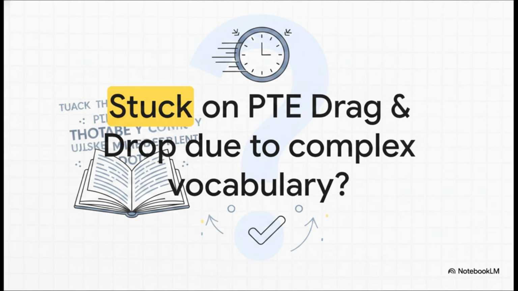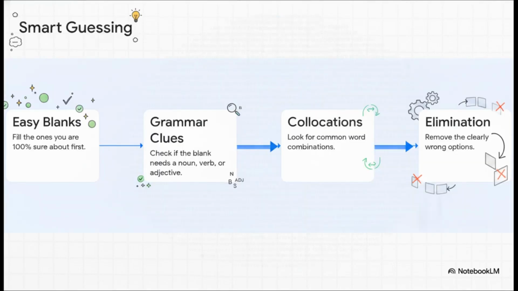Okay, let's dive into this. Based on some incredibly helpful advice shared on Reddit for PTE test takers, there's a proven 4-step smart guessing method we can use to just crush this task. Step 1. Always do the easy blanks first. Fill the ones you're 100% sure about.